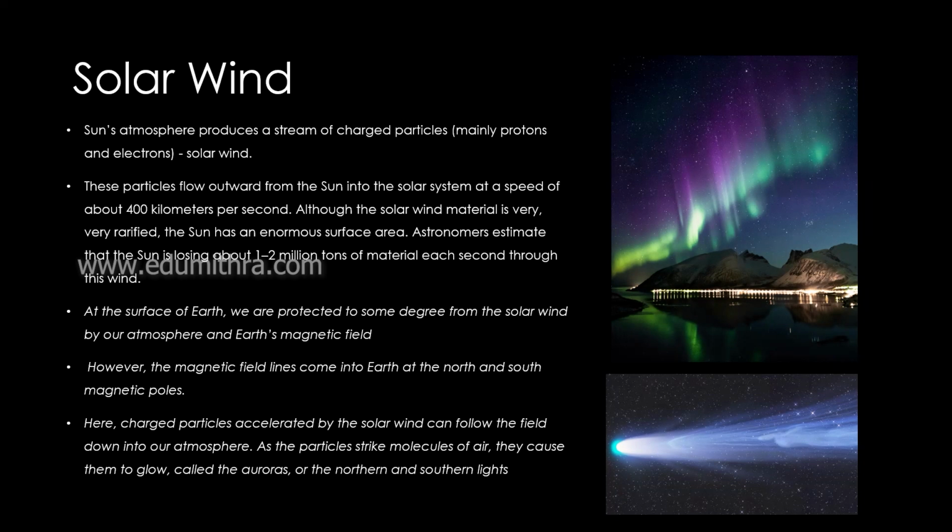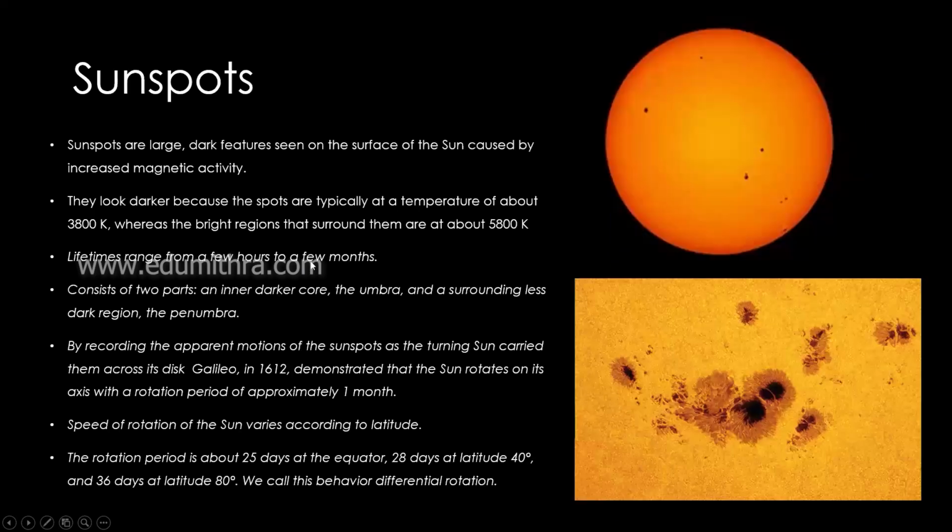But we may think that 1 to 2 million tons every second means, oh, the sun will die soon. But in the case of the sun, it is nothing. This mass is nothing when compared with the entire mass of the sun. Even if this happens, it can last even more than some septillion years. Okay, so now another thing, that is sunspots.